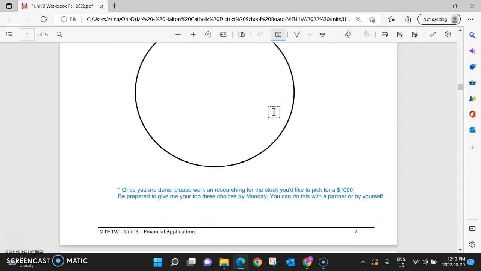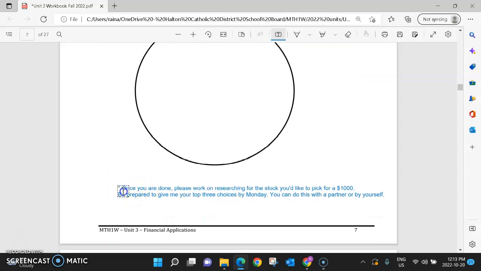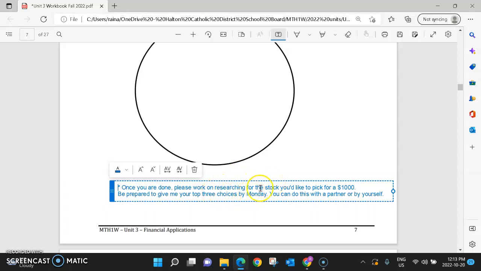For the rest of the period, you have a couple of different things to do. One, I want you to research the stock that you'd like to pick for the $1,000 that we talked about yesterday. Be prepared to give me your top 3 choices by Monday. You are welcome to do this with a partner or by yourself. Try to stray away from the usual common Amazon, Google, Apple corporations. Give me something unique. Give me something edgy. Try to do your research on what stocks you really believe in, what companies you really believe in, and get me some names by Monday, okay?